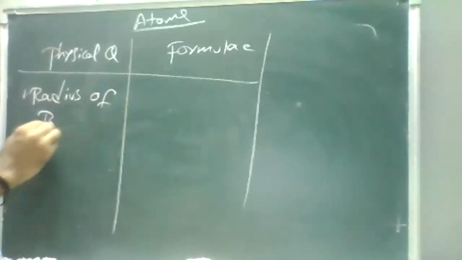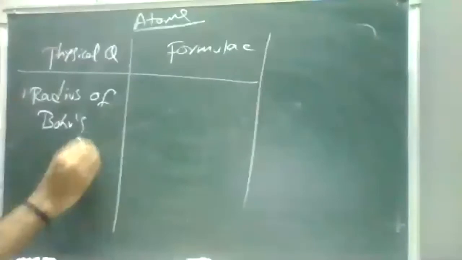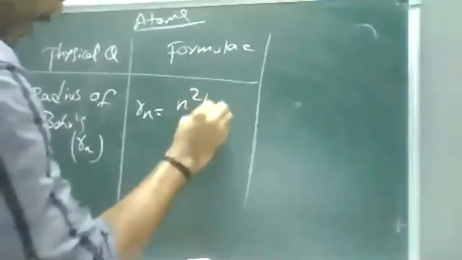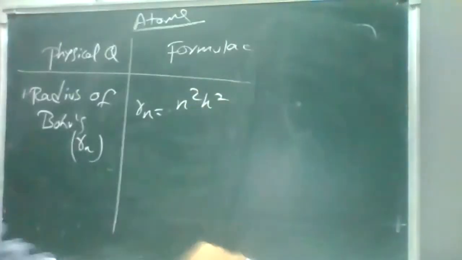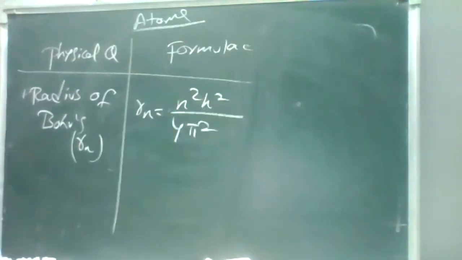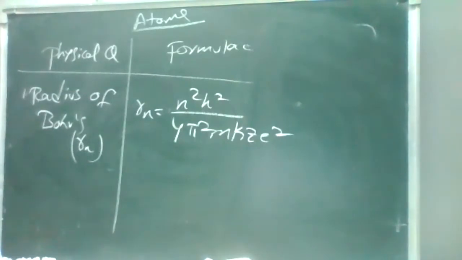First one, radius of Bohr's orbit, symbol Rn. So I'll directly give the relation. Rn is equal to n square h square by 4 pi square m k z e square.